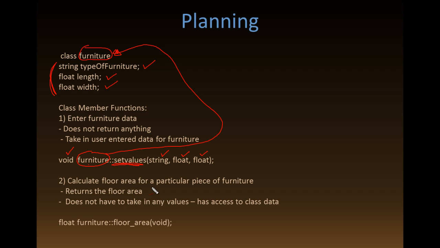And the next function we had was floor area for a particular piece of furniture. It's going to return the floor area because the main program is going to display that. So it's returning a float. We gave it the name floor area, and again we said it belongs to the furniture class. And it doesn't have to take in any values, so that's a void. And this is because it has access to the class data. So it already has access to this length and width that are up here in the class. Okay.